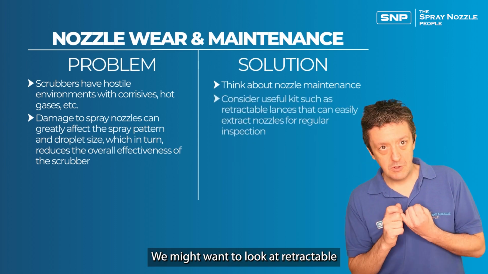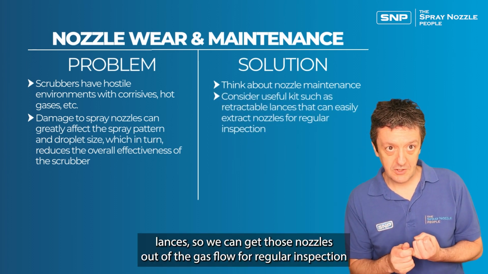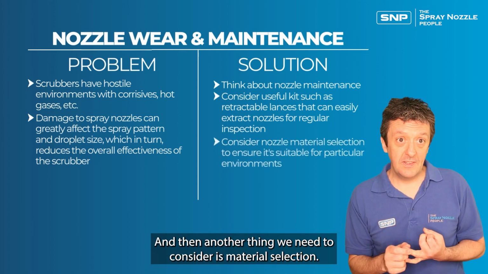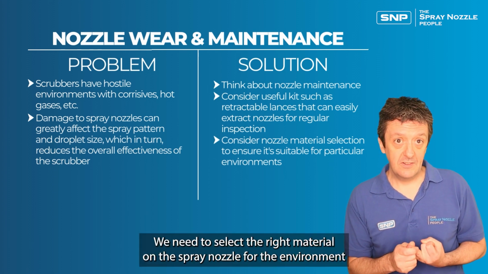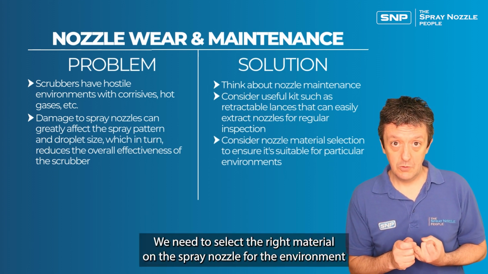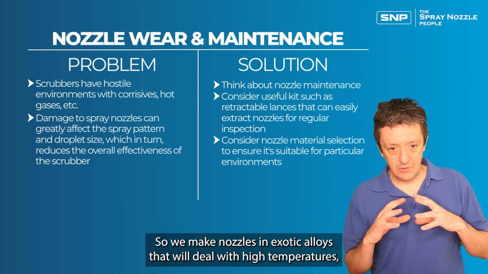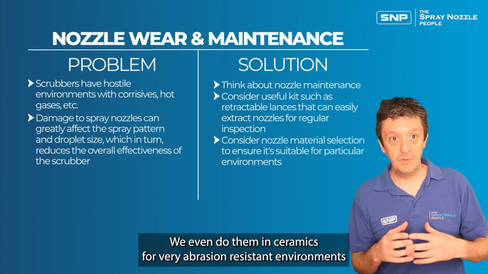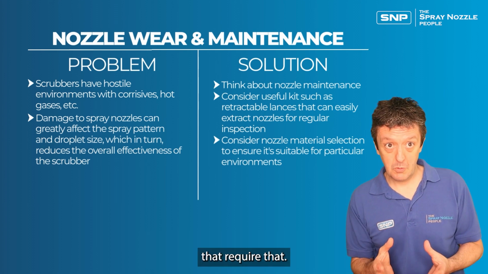So we might want to look at retractable lances. So can we get those nozzles out of the gas flow for regular inspection and maintenance to make sure that they're operating correctly. And then another thing we need to consider is material selection. This is very, very important. So we need to select the right material on the spray nozzle for the environment that it's in. So we make nozzles in exotic alloys that will deal with high temperatures, that will be very corrosion resistant. We can do them in ceramics for very abrasion resistant environments that require that.